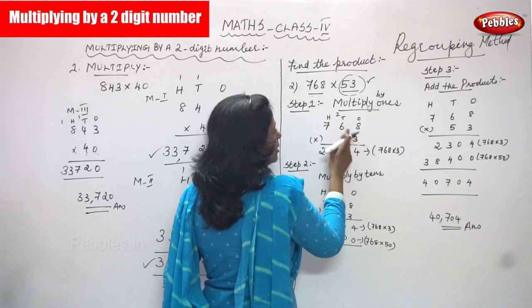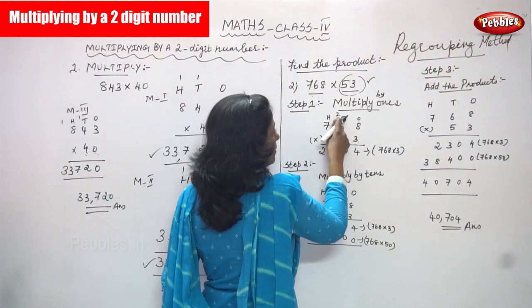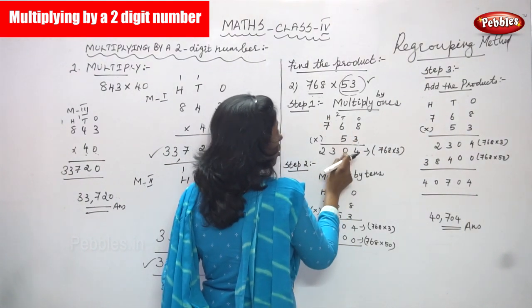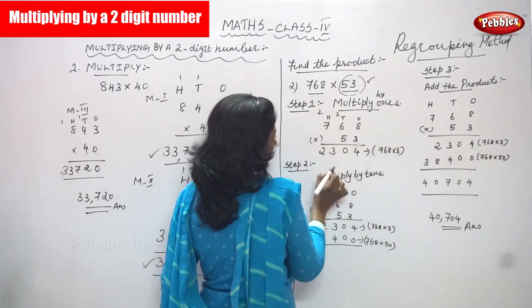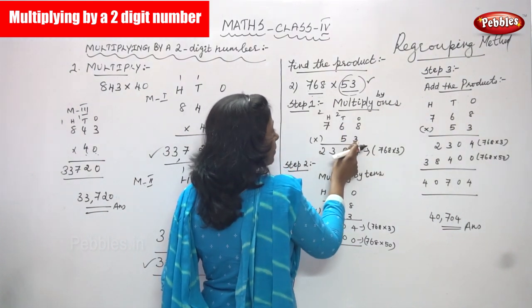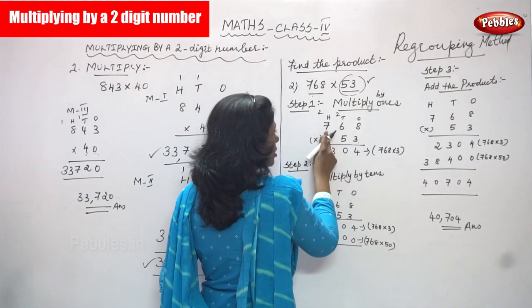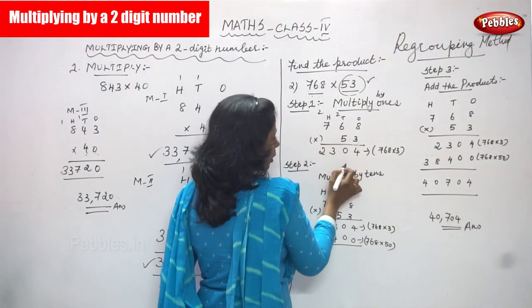Then again 3 into 6, what? 18. 18 plus 2, 20, so 0. The carryover goes to the 100 place value. So again 3 is multiplied by 7. 3 into 7, 21. 21 plus 2, 23.